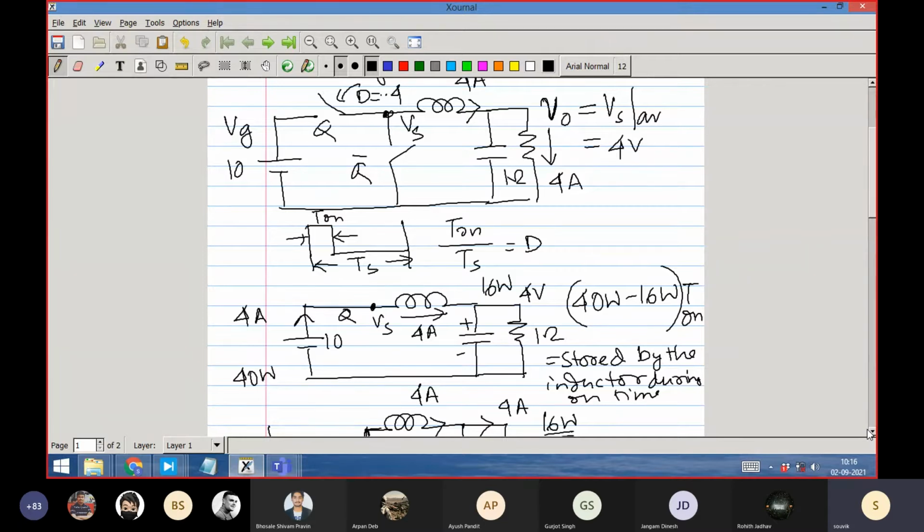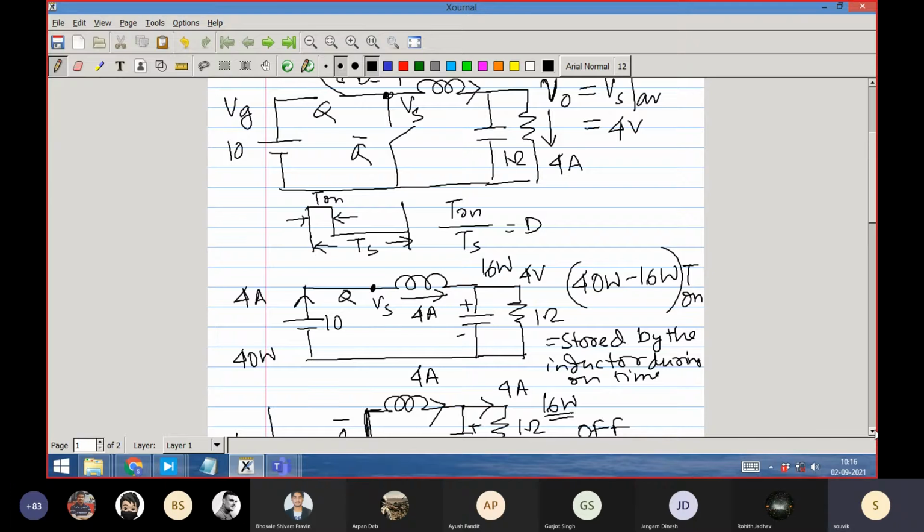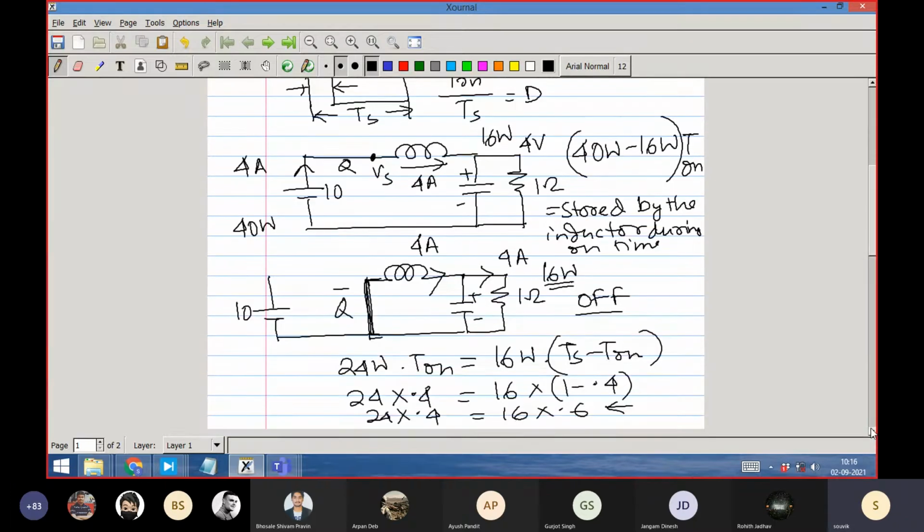Now that must be precisely balanced by the off duration release of this energy. It will release the energy. So how much energy is it releasing? Because it is supporting the load, it has to give 16 watt, at that rate, power of 16 watt.